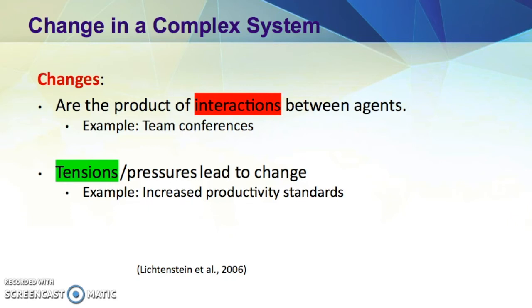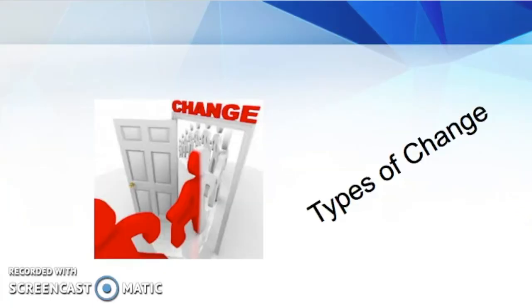When you have pressure from upper management about changing something, in my case, it was increased productivity standards, I was able to modify and see the obstacles when they put me in that situation. So I was able to improve my productivity because of that pressure from the higher management. And now Leslie will continue discussing types of change.